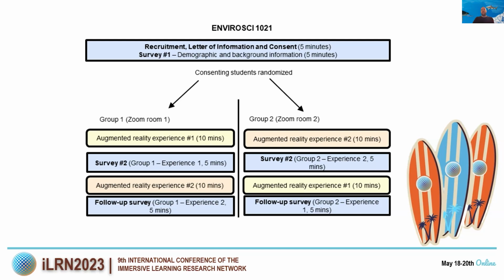We randomized them into one breakout room or another. They got the first augmented reality experience in group 1, which was the basking shark one. They got the second, coral reef and fisheries, in the second room. Then once they were done, we asked them a quick survey, saying, hey, how did that go? And then we allowed them to take the opposite one, and then we did a follow-up survey with them.